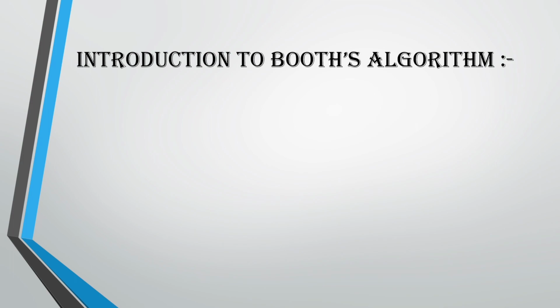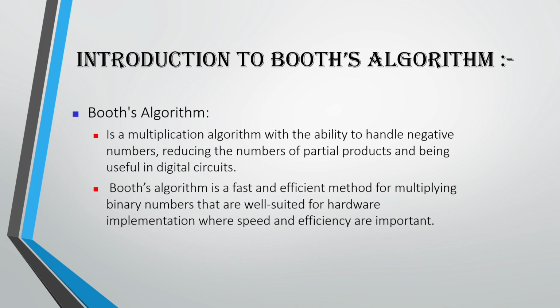So now I am telling about the introduction to Booth's algorithm. Booth's algorithm is a multiplication algorithm that allows us to multiply two signed binary integers in two's complement respectively. It is also used to speed up the performance of the multiplication process. It is a multiplication algorithm with the ability to handle negative numbers, reducing the number of partial products and being useful in digital circuits.